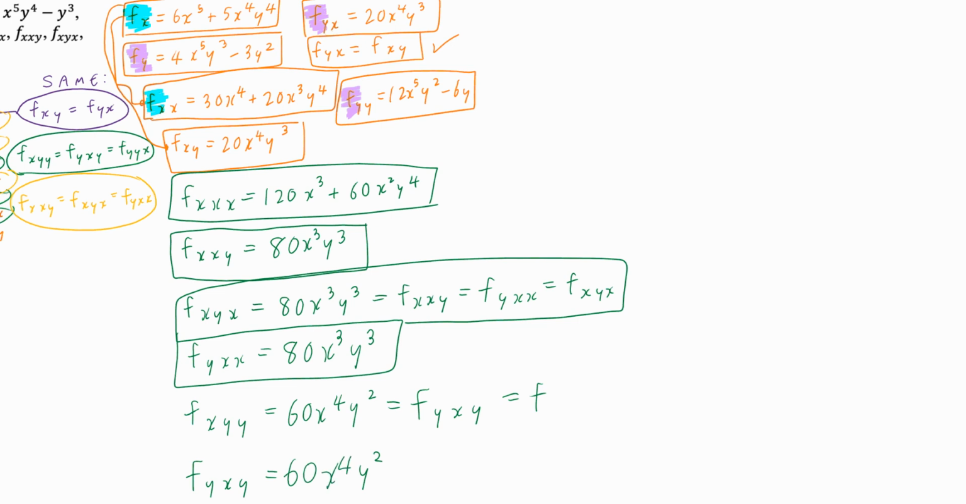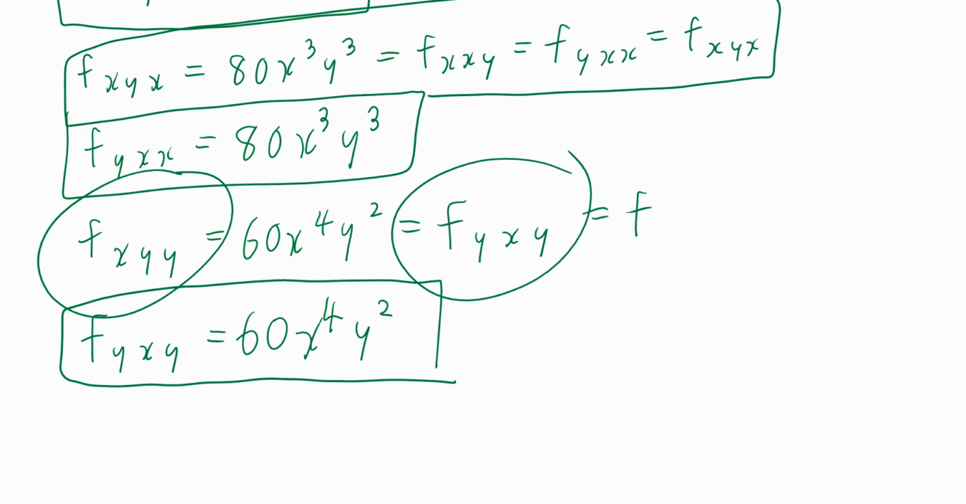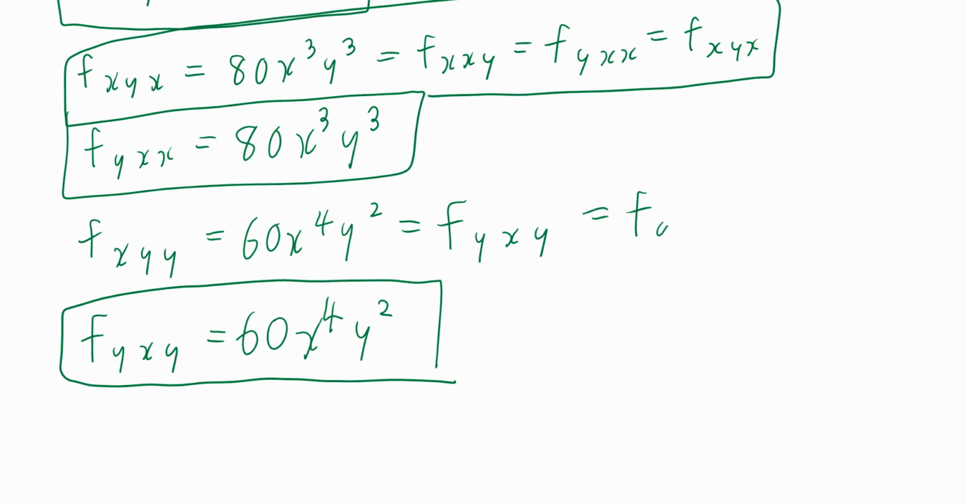So this is the reason why these are the same. And of course, let's write this better for you. I can put a box around this. And again, f_xyy equals f_yxy, which equals f_yyx. f_yyx equals, I go back to f_yy.